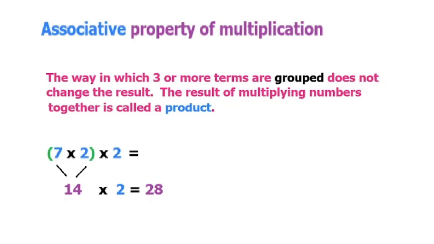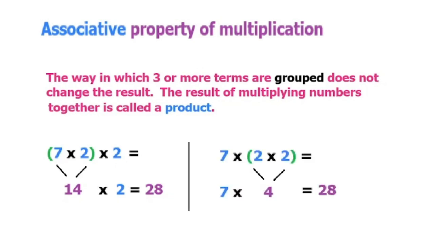So with the associative property, we can multiply these two terms first. We would get 4, and then we multiply it by 7. 7 times 4 is 28. So the associative property is telling us that it doesn't matter what order you multiply them in, you will get the same number.